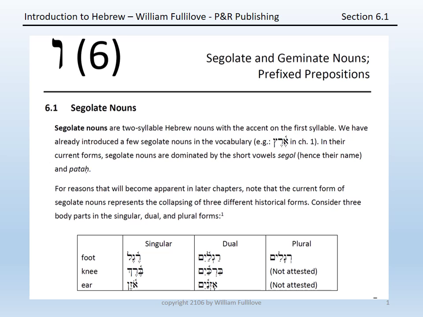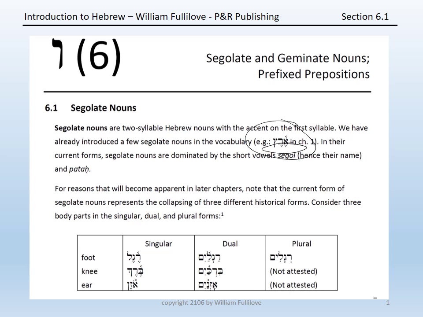Segolate nouns are two-syllable Hebrew nouns that have their accent on the first syllable. For instance, you already know from your vocabulary Eretz in Chapter 1. This is a segolate noun. In their current forms, these segolate nouns are dominated mainly by the vowels segol, hence the name segolate, and sometimes the short vowel patach. There are a few other vowels that you will find in segolate nouns.